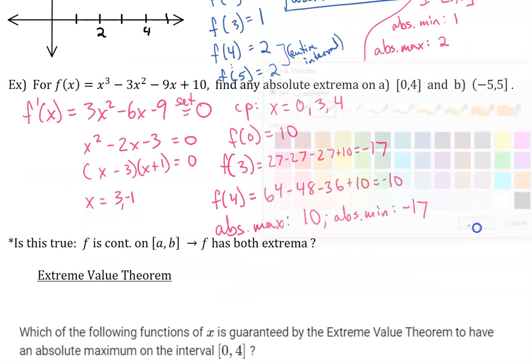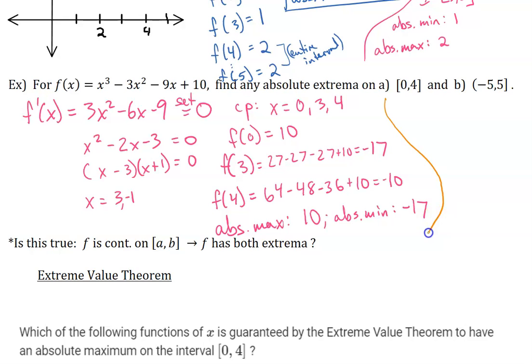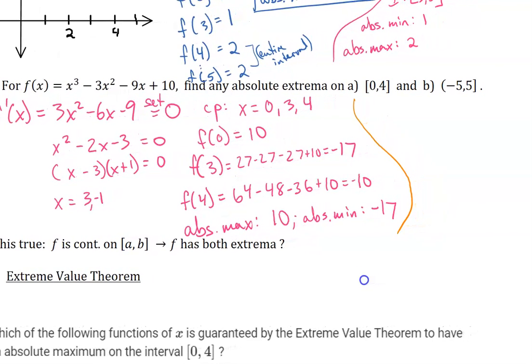For part B, move this over a little bit. We already have the derivative. Now we just need to consider the new critical points with the new intervals. So our critical points are now at x equals negative 1 and 3, because both of these are on this interval, and 5, but also we actually do need to consider negative 5.